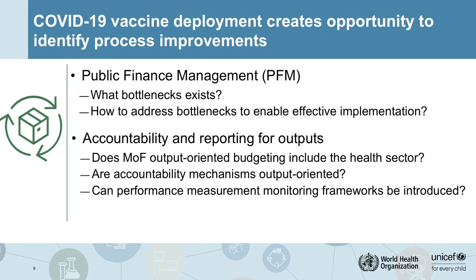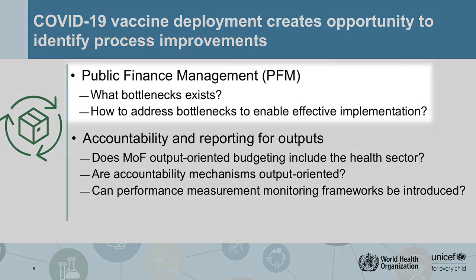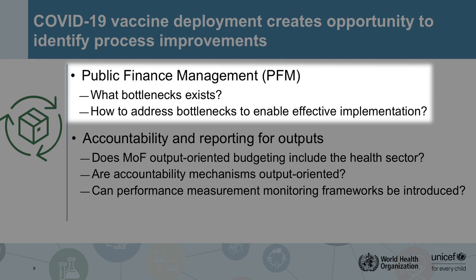COVID-19 vaccine deployment creates opportunities to identify process improvements. Some bottlenecks to a successful immunization lie outside of the immunization program, and this is particularly true of financing bottlenecks. While there may not be directly actionable solutions, any opportunities to identify and flag them to the authorities in charge will make a difference in the medium term.